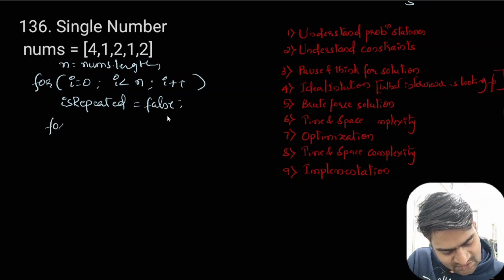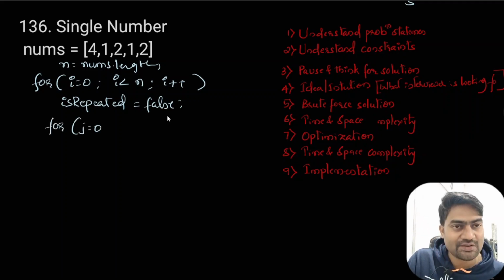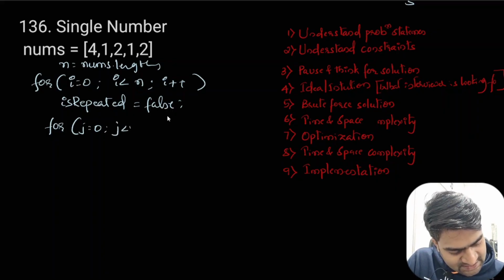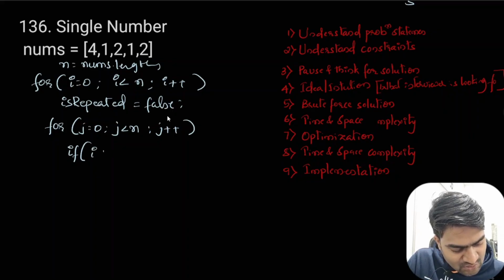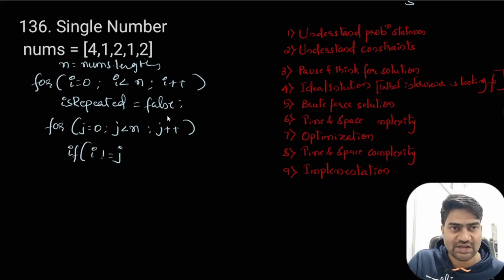Then I will use for j equal to 0. Here we should start from 0 itself because we will have to scan all the elements. j less than n, j plus plus. Then I need to check if i is not equal to j. This is very important because if you compare the number with the same number, then for sure this number will be repeating, right? But that should not be the case. We should leave that number.